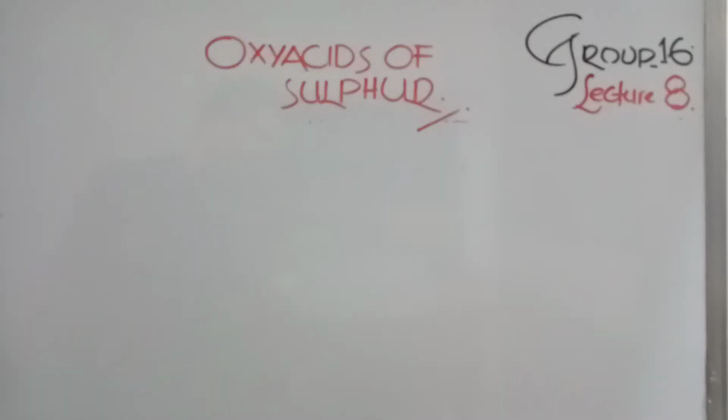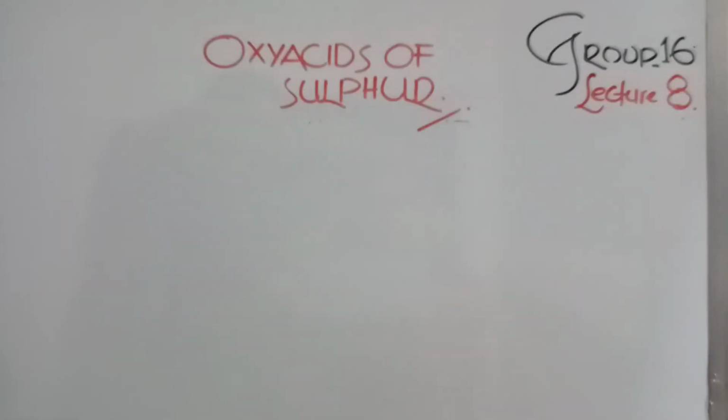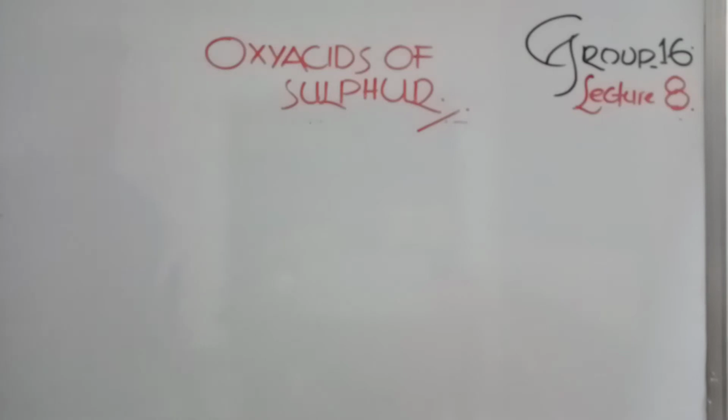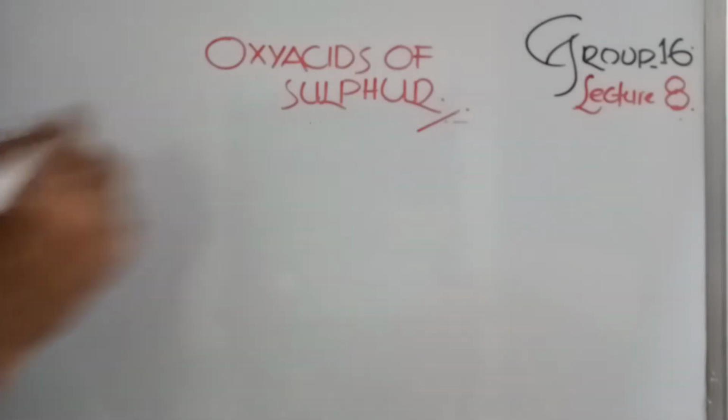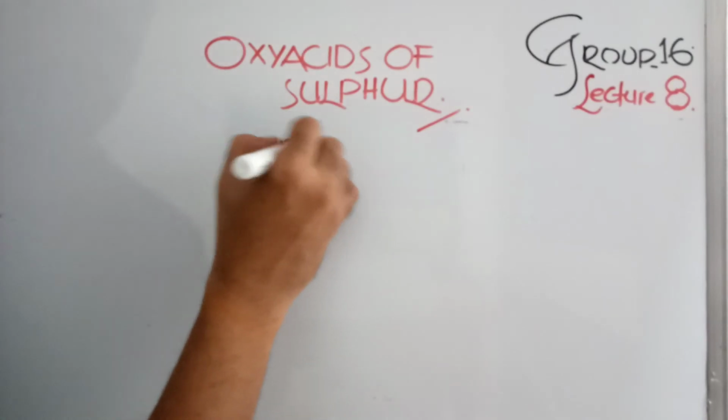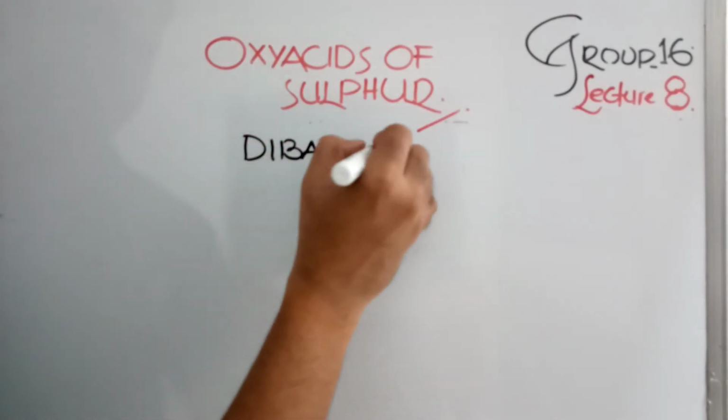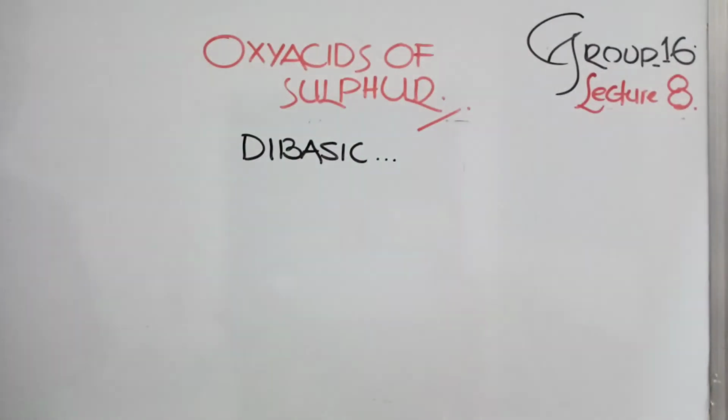Hello. In this session, lecture 8, we'll discuss oxy acids of sulfur, their structures and, if possible, their salts. The first line about the oxy acids of sulfur is that all are dibasic acids. Whatever acids we are going to see, all are dibasic acids.